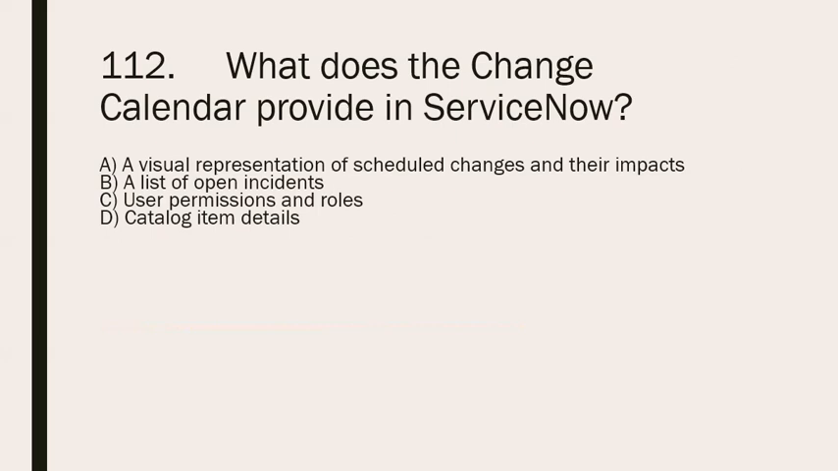112. What does the change calendar provide in ServiceNow? A. A visual representation of scheduled changes and their impacts. B. A list of open incidents. C. User permissions and roles. D. Catalog item details. Answer. A. A visual representation of scheduled changes and their impacts.